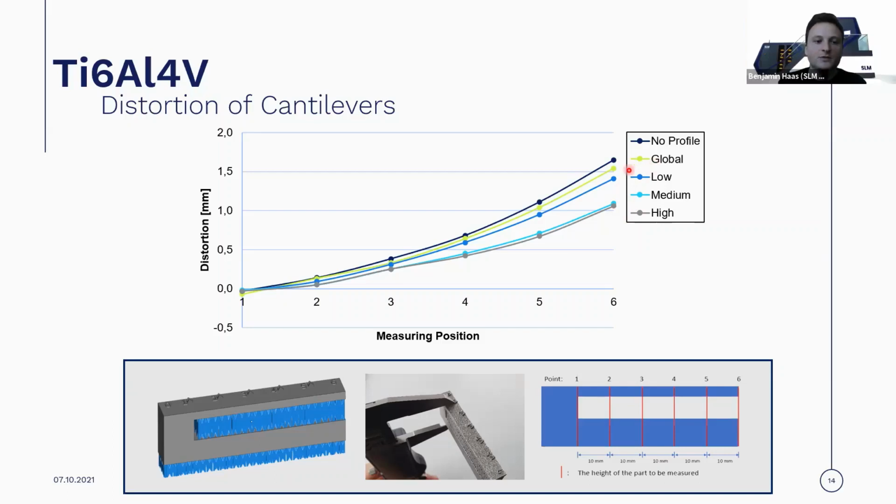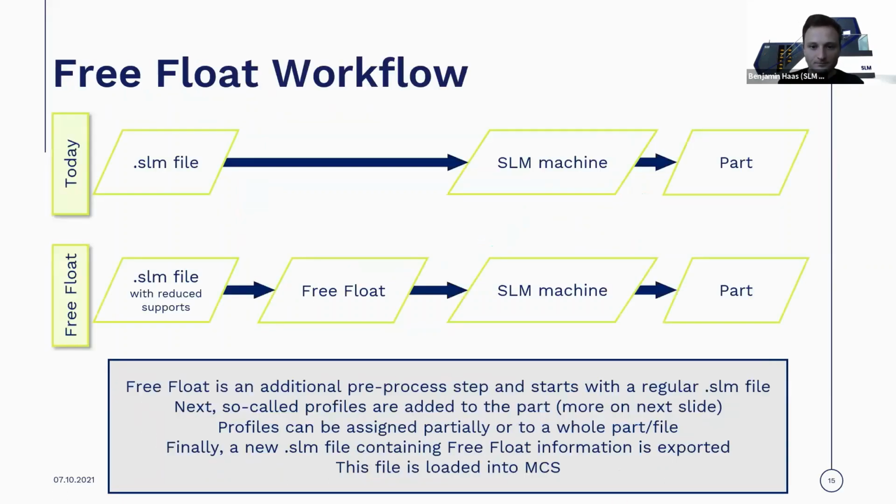We also added a global profile. You can turn the global profile on as a fallback solution. So in case you might have forgotten to apply a certain profile for a certain region of a part, this global profile comes in and adds a little bit of FreeFloat to the overall part to just prevent it from really warping up, but it doesn't do the same as a medium or a high profile.